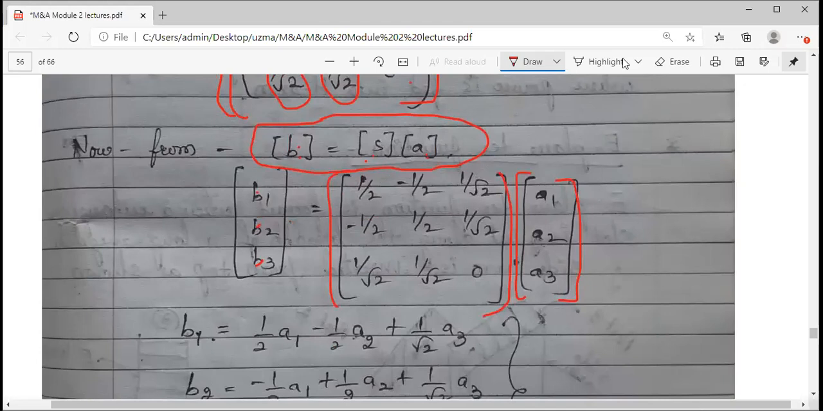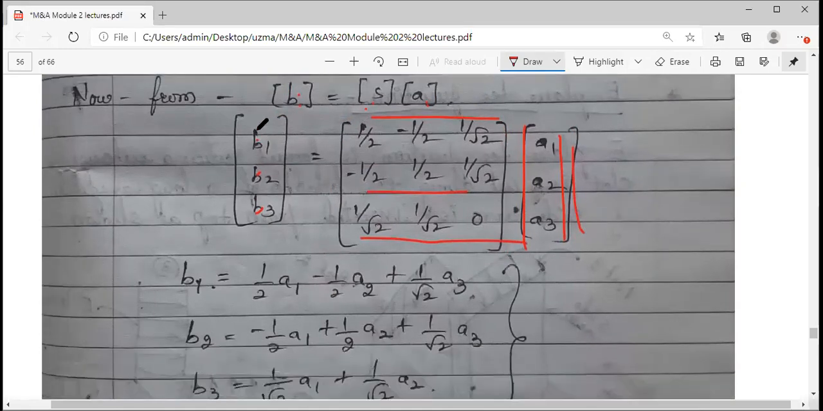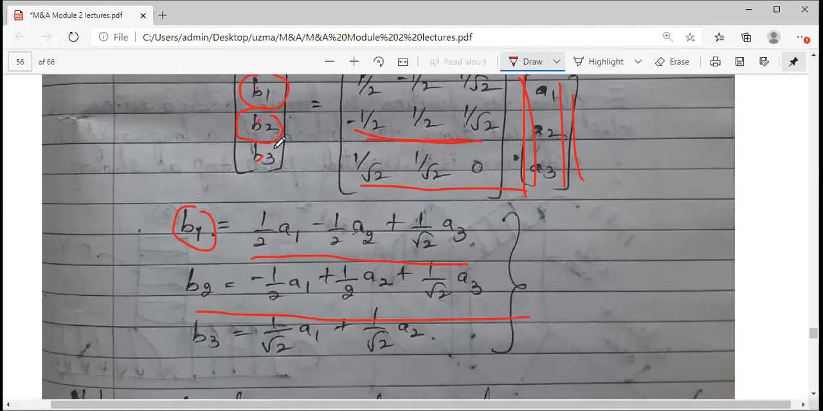Now, you can simplify this. You will get the equations again. How many equations do you get? First row with the column, second row with the column, third row with the column. So totally 3 equations you get. B1 is equal to, multiply the first row with the column, you will get this. Then B2 is equal to, take the second row with the column multiplication, you will get this. Then B3 is equal to, take the third row with the column. You will get totally 3 equations.